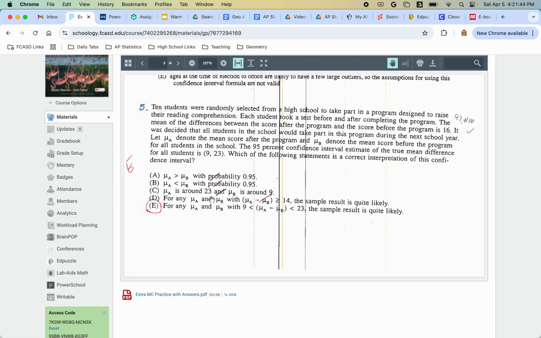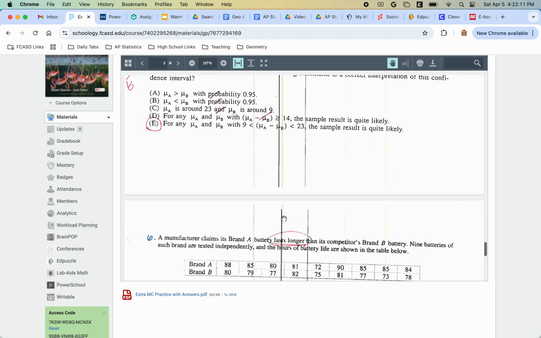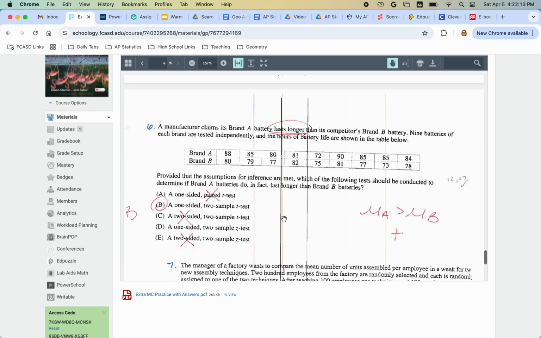this one here, these two I ruled out because of the probability. This one here, that's not even correct. E's the only one that makes really any sense. It's just saying that for any that when you take that difference, the sample result's likely to be that. It's kind of a confusing one. I don't think anything like that word is on the test.